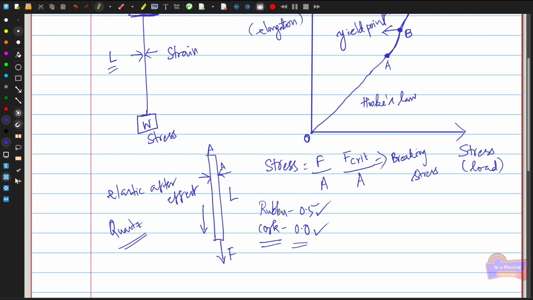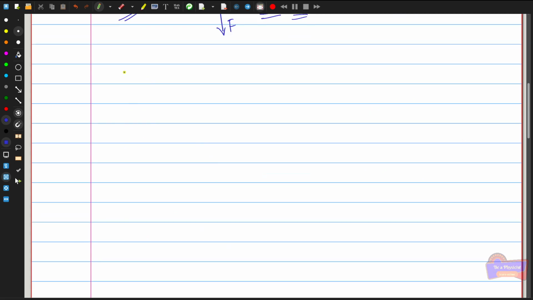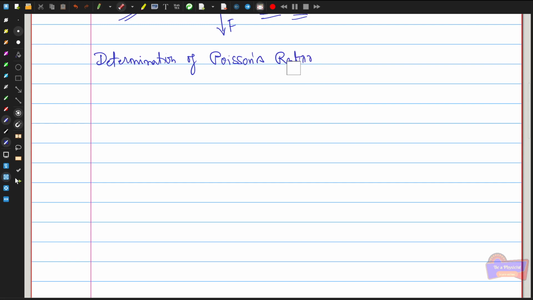So we are going to take this rubber and find out its Poisson ratio, and how to find the Poisson ratio of the rubber with a small experiment, which we are going to see next. So, determination of Poisson ratio of rubber.